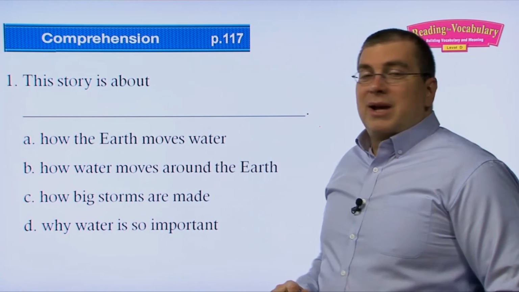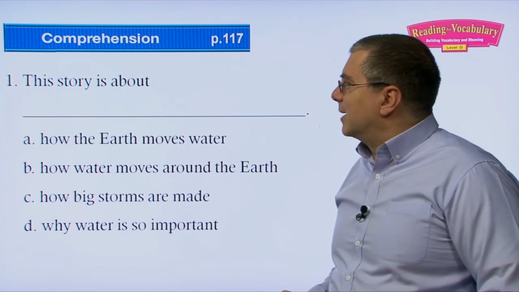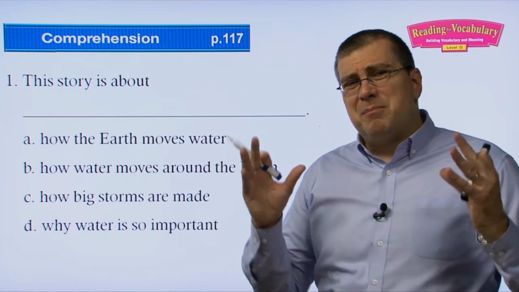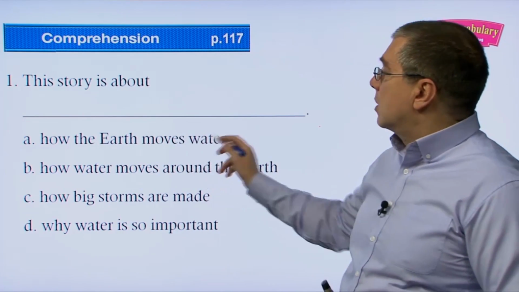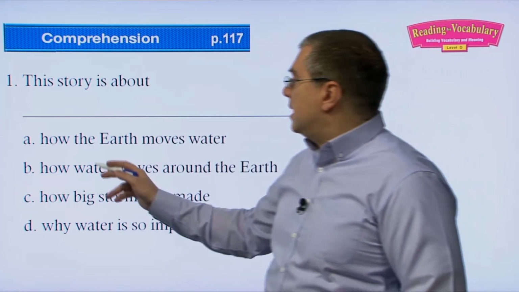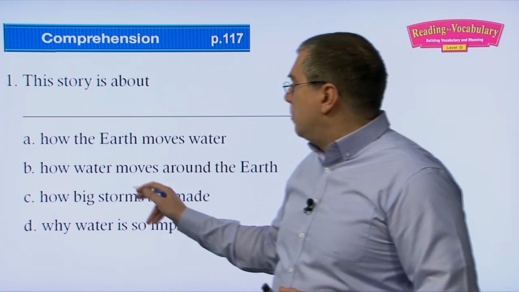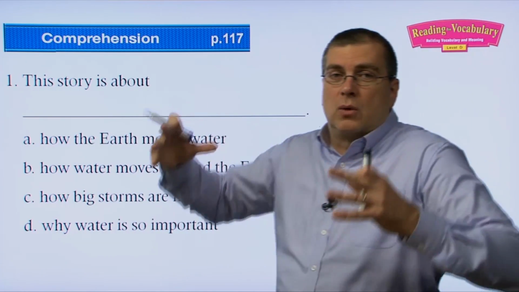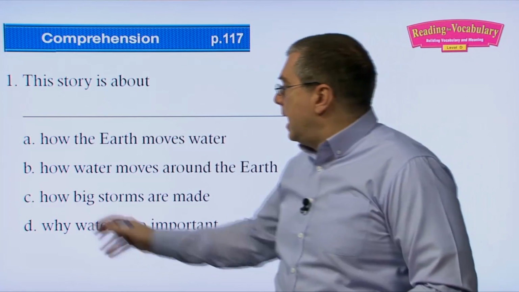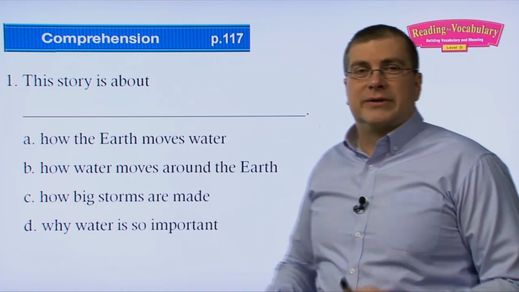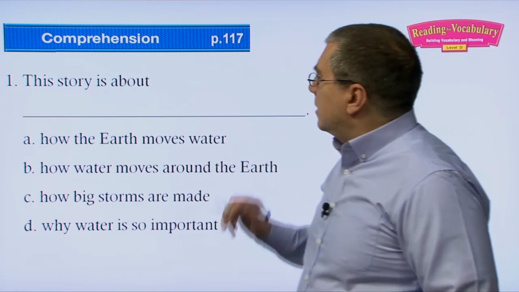Okay, let's do the comprehension questions and see how much we remember about this interesting story. Okay, what's the main subject of this story? What is this story mostly about? A, how the earth moves water. B, how water moves around the earth. C, how big storms are made. How big storms are made, not small storms, but how big storms are made. And D, why water is so important. Why is water so important? Well, let's take a look at these.